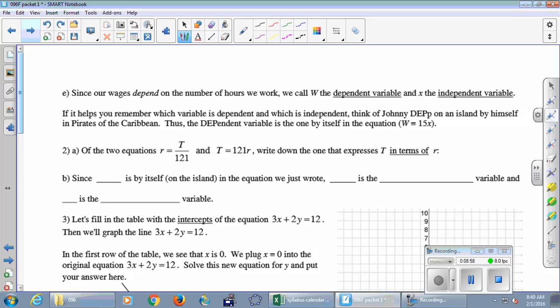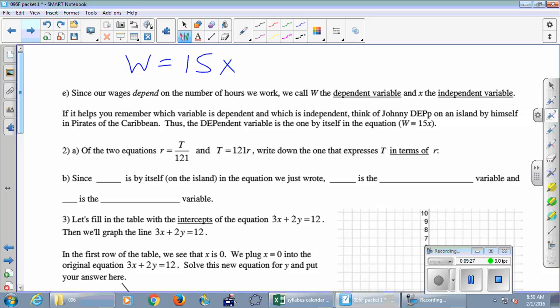So if it helps you to remember, let's go back to our equation. We wrote this equation on the previous page. W equals 15x, right? And what I'm saying is that W is called the dependent variable and X is the independent variable. So here's a little silly mnemonic device. Maybe it will help you decide which one is which, but looking at that equation, as soon as you see that equation, I want you to get to a place where you can say, oh, W is the dependent and X is the independent, even if I didn't tell you they stood for wages and hours. It's just by looking at that equation.